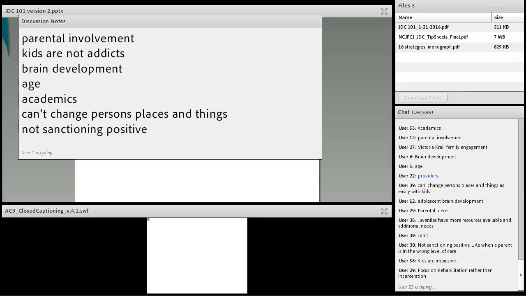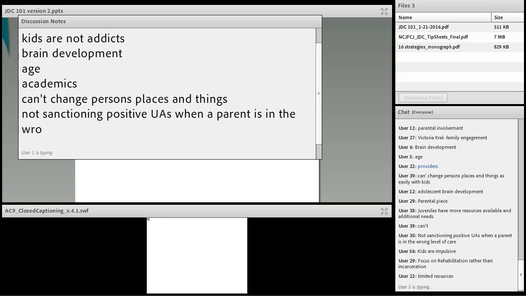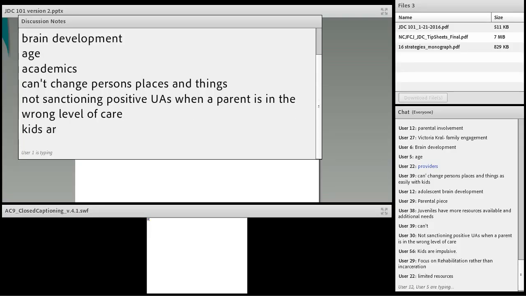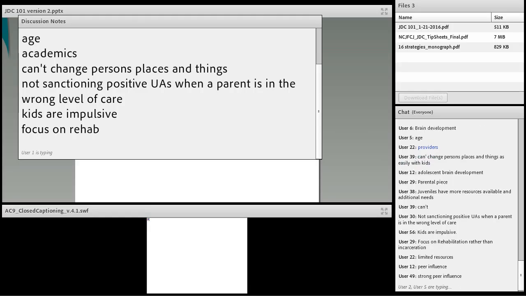They don't have the same executive functioning, and so sometimes they make decisions for bad reasons. I won't say that kids aren't rational decision makers, because sometimes they are and sometimes they aren't. So we want to focus on rehabilitation. Kids are impulsive, absolutely. Limited resources, yeah. All of our juvenile programs have way less money than their adult counterparts. And of course, when we think about how much money we spend on jail versus treatment, it can make a person feel really frustrated.